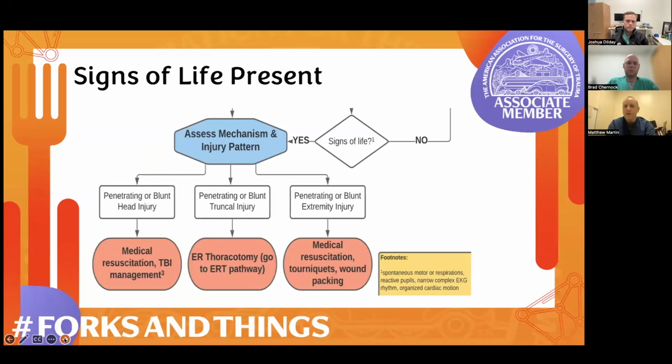So this is the next part of the algorithm where the patient does have signs of life, and then you quickly assess the mechanism and injury pattern. If it's penetrating or blunt head injury, we recommend medical resuscitation, TBI management, but do not recommend ER thoracotomy. If they have penetrating or blunt truncal injury, which would basically be chest, abdomen, pelvis, then we recommend proceeding to ER thoracotomy. And if they have penetrating or blunt extremity injury, we recommend medical resuscitation and extremity hemorrhage control measures, but do not recommend ER thoracotomy.